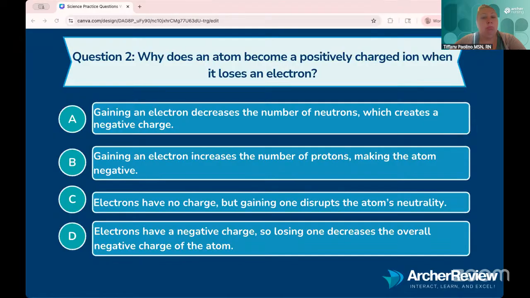So is it from gaining an electron decreases the number of neutrons, which creates a negative charge? Is it gaining an electron increases the number of protons, making the atom negative? Is it electrons have no charge, but gaining one disrupts the atom's neutrality? Or is it D, electrons have a negative charge, so losing one decreases the overall negative charge to the atom? Remember what I said, that electrons have a negative charge. Any guesses? Put them in the chat.